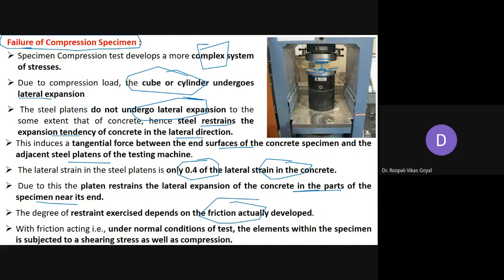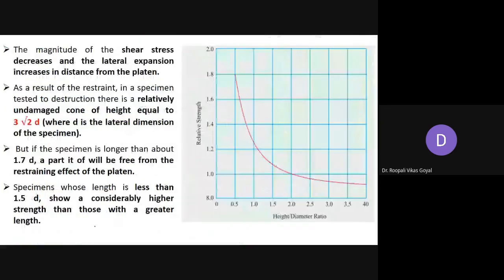And with friction acting under normal conditions of test, the elements within the specimen are subject to shearing stress also, apart from compression. So it's a complex system of stresses which is developed under the compression testing machine. So the magnitude of the shear stress decreases and the lateral expansion increases with the distance from the platens. As the distance from the platen increases, that effect will keep decreasing. Okay.